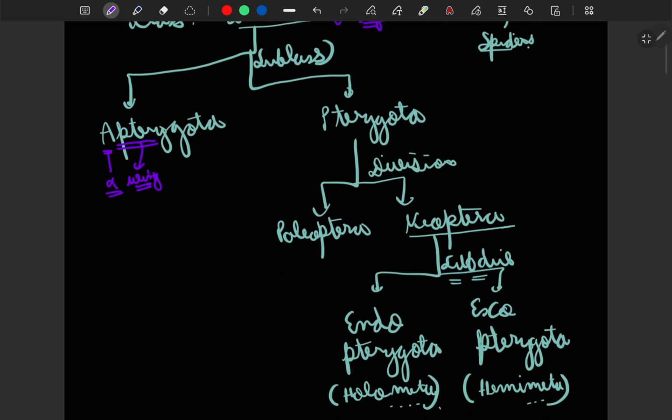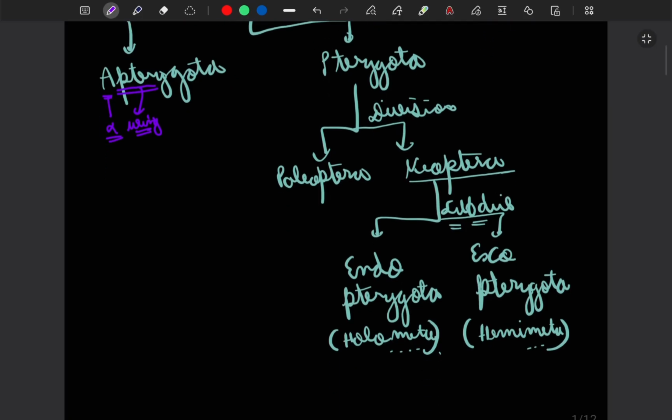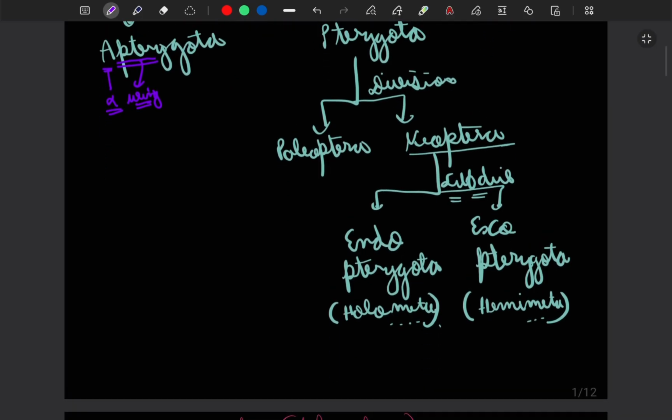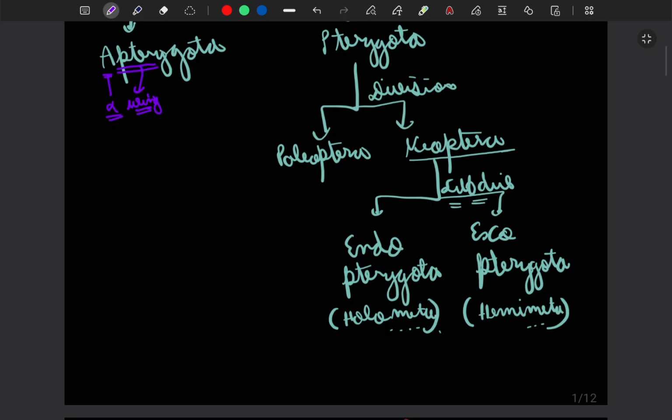Further, Pterygota is divided into two divisions, that is Paleoptera and Neoptera. And Neoptera is further divided into two subdivisions, which is Endopterygota and Exopterygota. Now endopterygotes are where wings develop from inside of the insect, and exopterygotes are where the wings develop from the outside part of the insect. This distinction will be further explained to you. Also you should know that endopterygotes follow holometabolism and exopterygotes follow hemimetabolism.